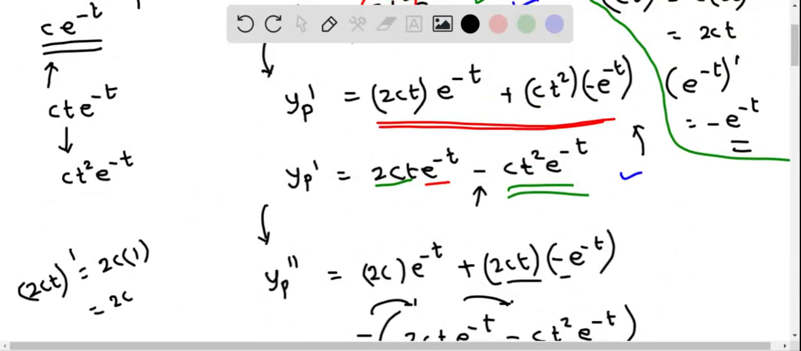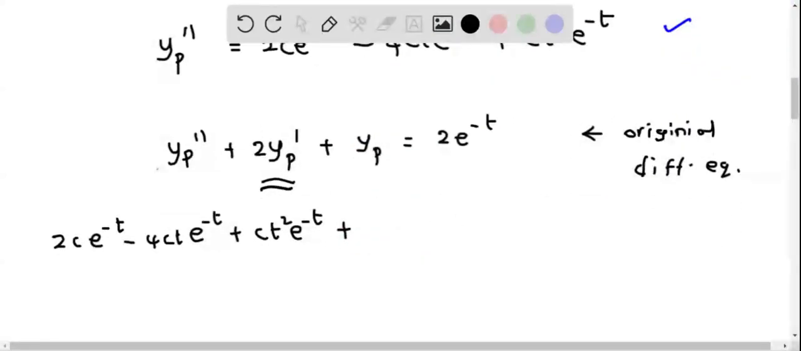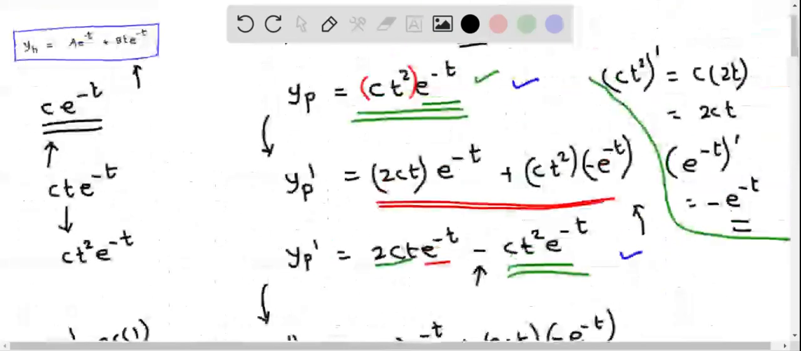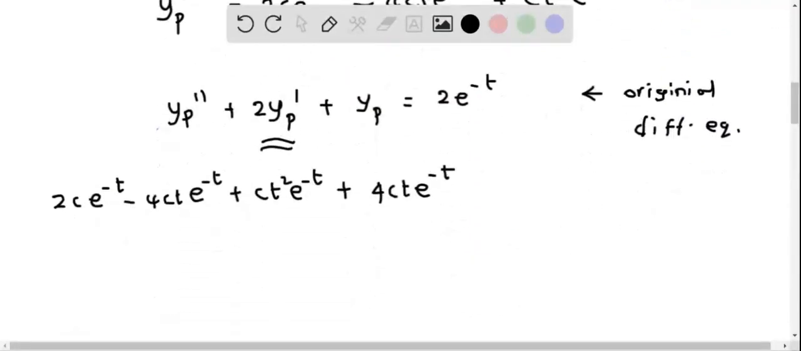The first term here is 2ct e power negative t. So if I multiply by 2, we'll get 4ct e power negative t. So I put 4ct e power negative t. And then the second term of yp prime is negative ct square e power negative t. So if you multiply by 2, we get negative 2ct square e power negative t.